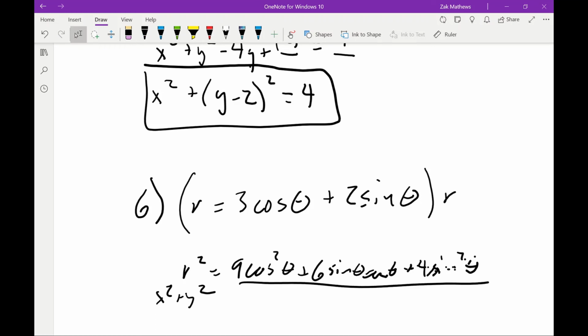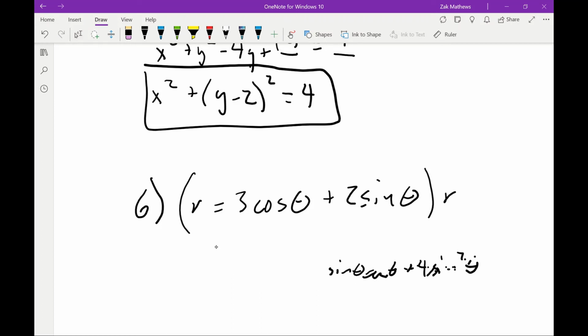The cosine squared is not going to be an easy fix. The sine cosine is not going to be an easy fix. The sine squared is not going to be an easy fix. So before you get converting, really think about how is everything going to work out in this problem. It's a lot easier than just trying to convert part of it.